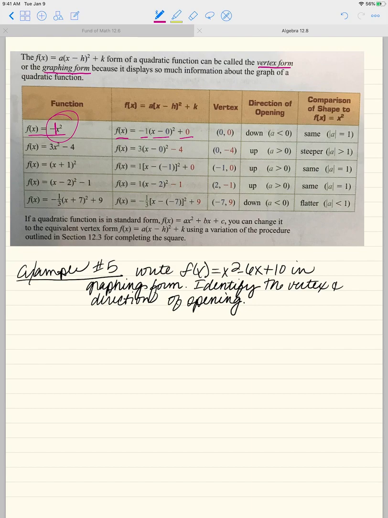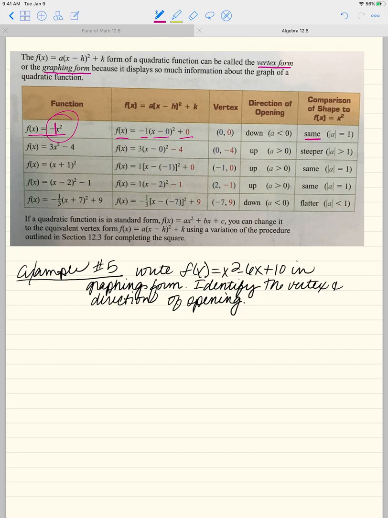Comparison of the shape to f of x equals x squared. This is going back to, I think we talked about shape in 12.7. I just turned my page to make sure that's where we talked about if something was steeper or flatter. Yes, 12.7. So just back one lesson. The shape of f of x is equal to negative x squared is going to be the same.